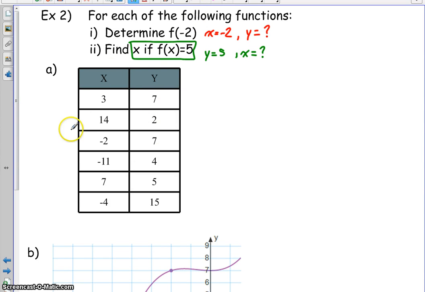So here we have a function, and the function is going to be a table of values. So f of negative 2, you're looking for when x equals negative 2, which happens right here. And when x equals negative 2, y is 7. So f of negative 2 is equal to 7. Now for part 2 here, we're looking for when y equals 5. So we look on our function, where is y equal to 5? The function is equal to 5 here, and the x value is 7. So in this particular case, x is going to be equal to 7.